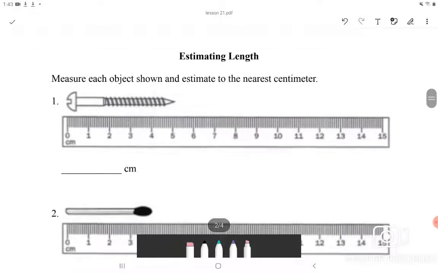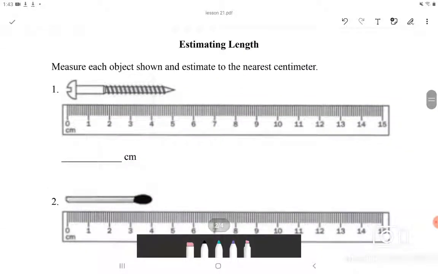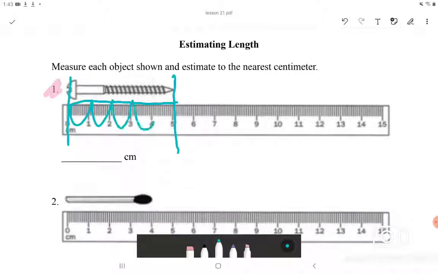Going to the next section, we have estimating length. For the first question, we know that this item goes from 0 all the way to 5. To make sure, we can count 1, 2, 3, 4, 5, and we know that this is 5 centimeters long.